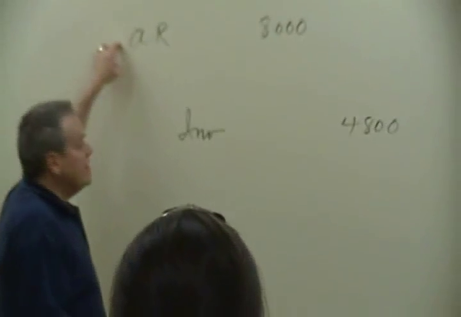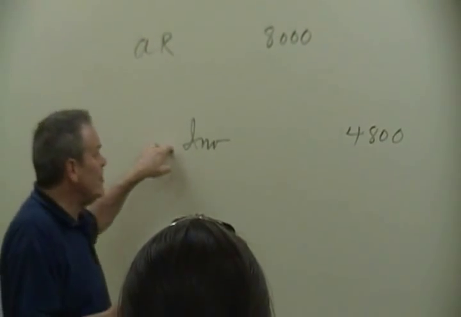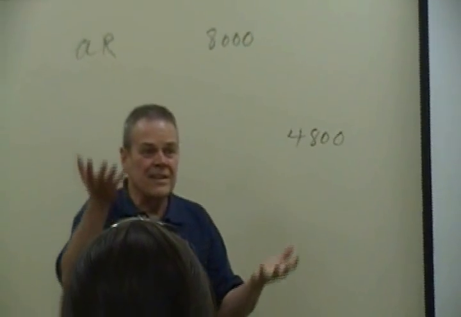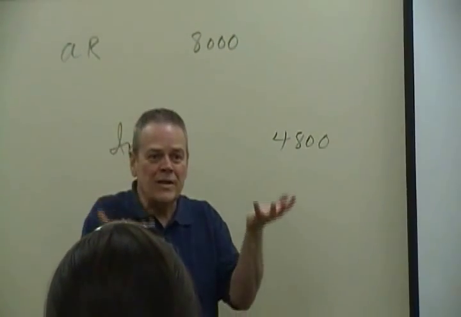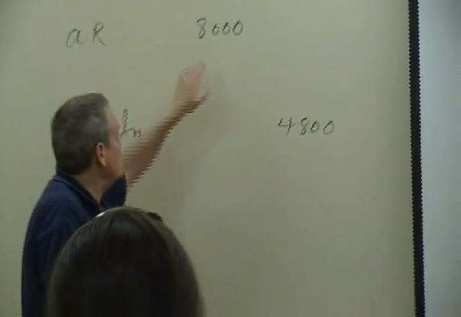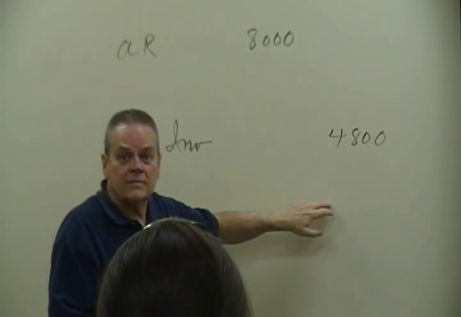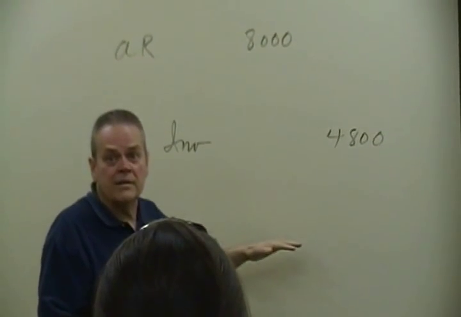Y'all with me or not? It is debit accounts receivable, credit inventory for different amounts? No. Debits and credits have to equal. This is retail. This is cost. This is not right.